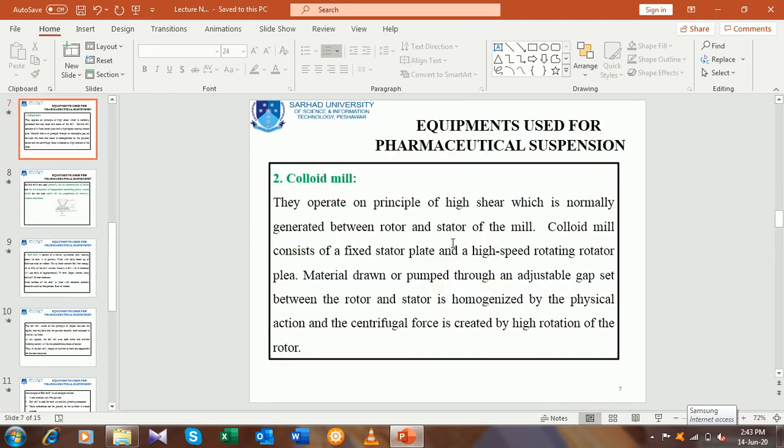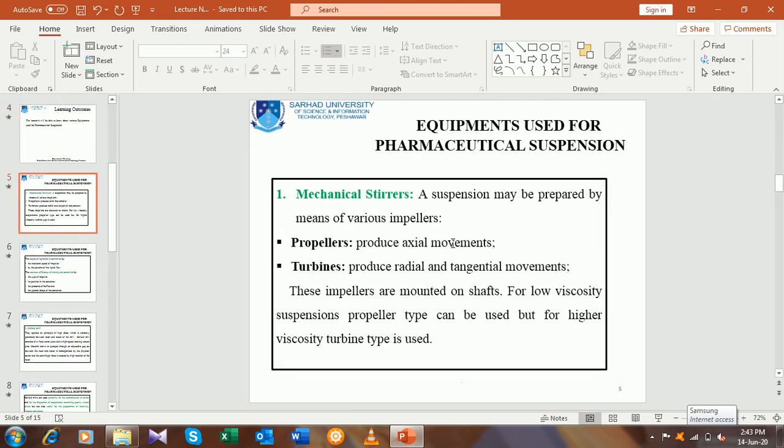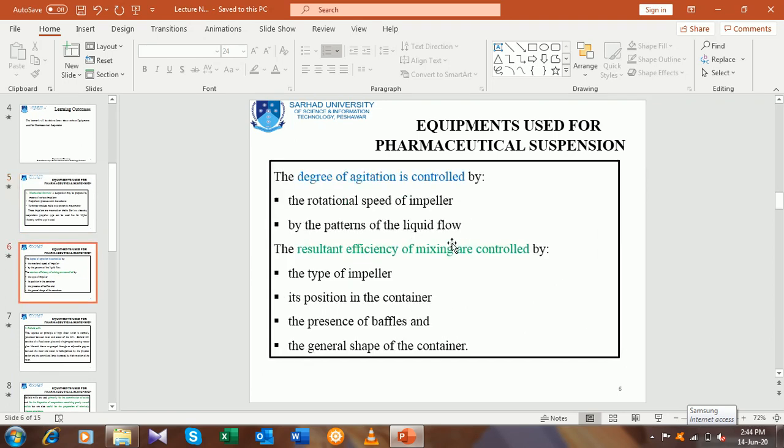A review of the lecture. In this lecture we discussed mechanical stirrers and the different types of impellers used, either propellers or turbines, and in which case propellers are used and in which case the turbine is used. For low viscosity, propeller will be preferred, and for high viscosity of the pharmaceutical suspension, the turbine will be utilized. After that we discussed that the degree of agitation is controlled by two factors, and the resultant efficiency is controlled by four factors.